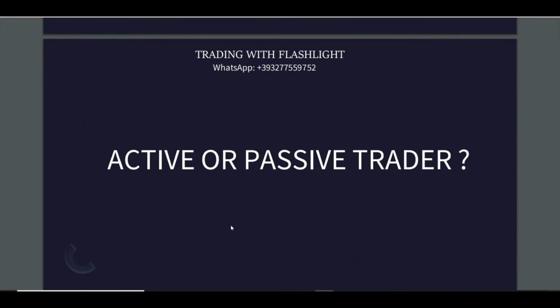So now, at the end, active or passive trader. So what are active or passive trader? So before we start, we need to know if you want to be an active or passive trader, because trading is good, but it's not for everyone. And it's something difficult, but it's the truth. It's difficult to realize, but it's the truth.